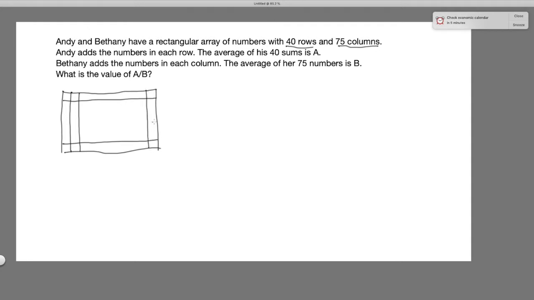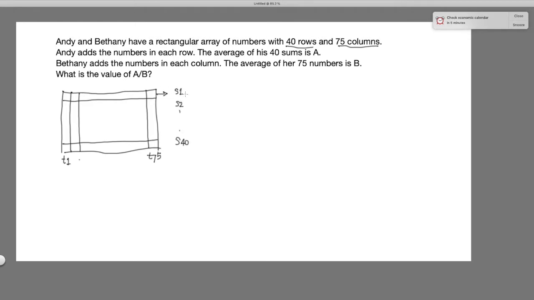Like that. Now, for Andy, he's going to add all the numbers in each row. He adds the first row, the sum will be something, let's call it S1. And the second row will be S2, the second sum, and so on and so forth, S40. There are 40 rows, so there are 40 sums. And there are 75 columns, which Bethany is going to add. The sums of each column will be, let's call it T1 through T75, where Ti is the sum of the ith column.